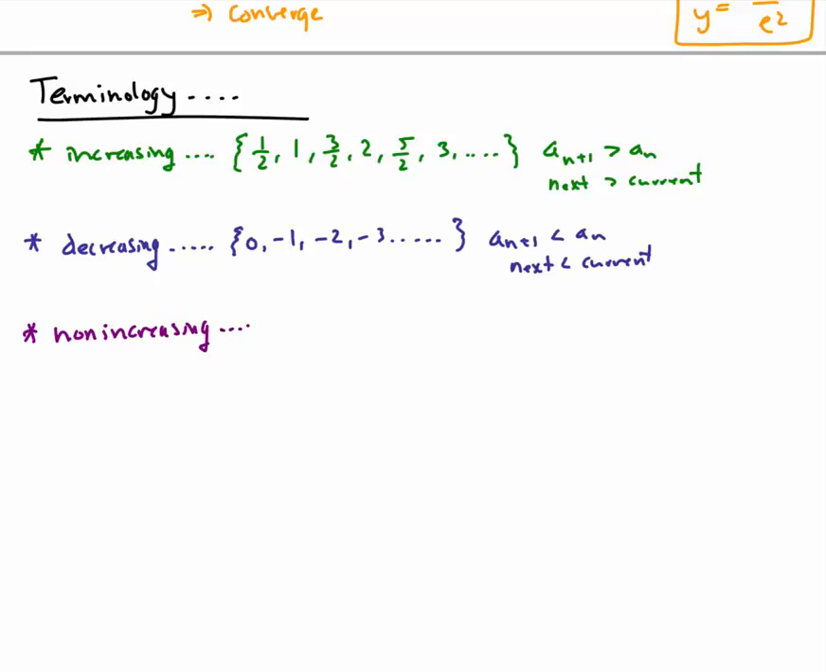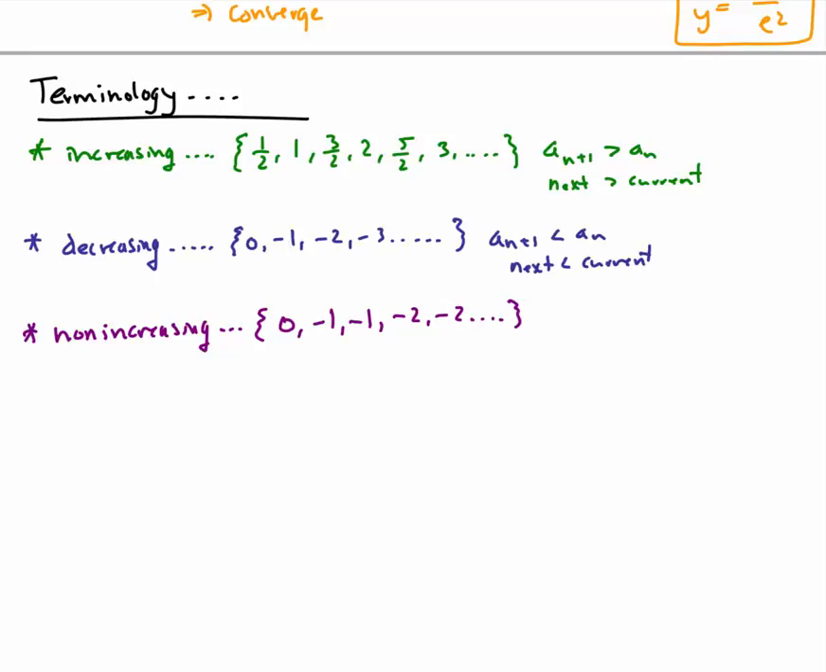Now the trickier ones are when we talk about non-increasing and non-decreasing. Basically we have to allow for a repetitive value, meaning you see the same value twice. So let's go ahead and look at non-increasing. So for non-increasing, let's look at a sequence, for instance, something like 0, -1, -1, -2, -2. So if you notice, it's decreasing, but it's also repeating. So from -1 to -1, it's staying the same and it's not decreasing anymore.